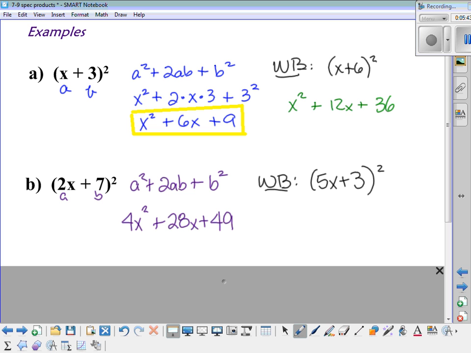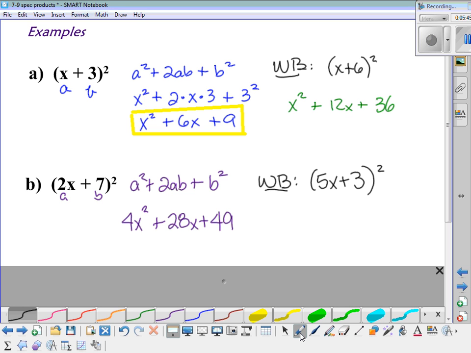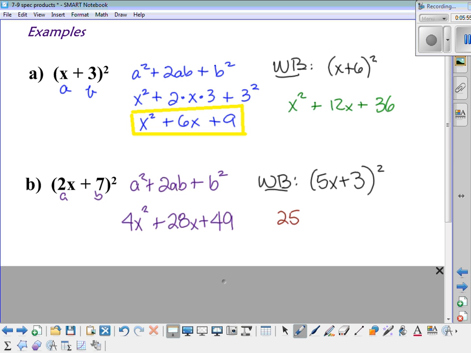All right, so if I take the 5x and I square it, everybody, what's 5x times 5x? 25x squared. And what's 3 times 3? 9. So we're going to have a 9 on the other end. Okay, what's 3 times 5x? 15x. If you double 15, what do you have? 30. So that's what's in the middle. Okay. All right, let's do one with a minus sign now.